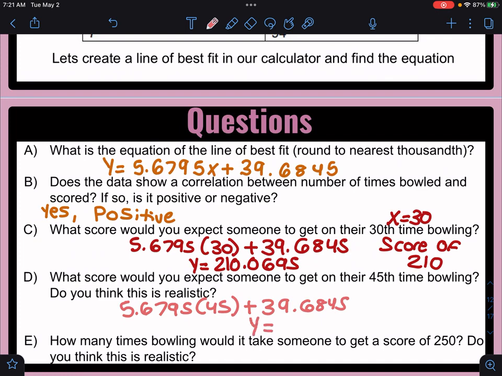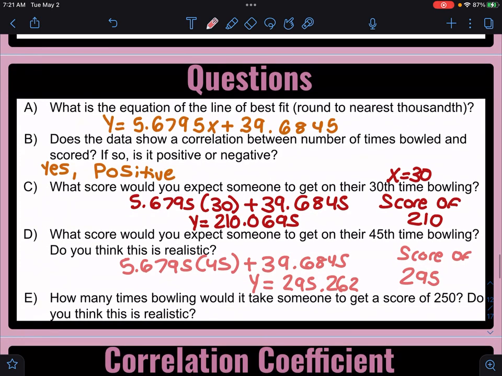So y equals, let's go retype this in, but with 45 instead. I would get 295.262, which means a score of 295.